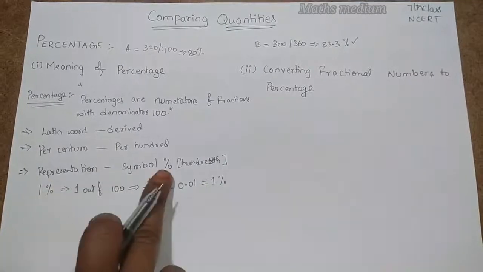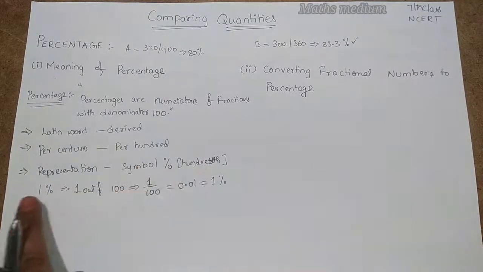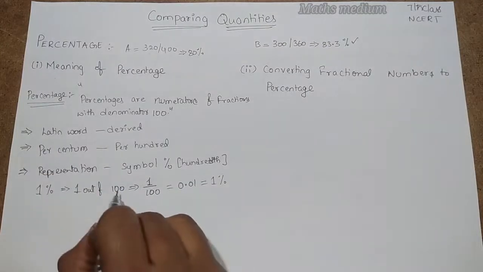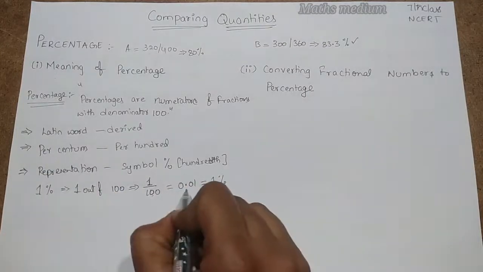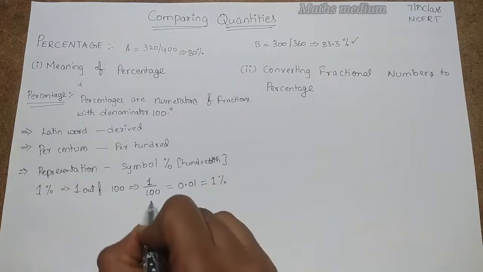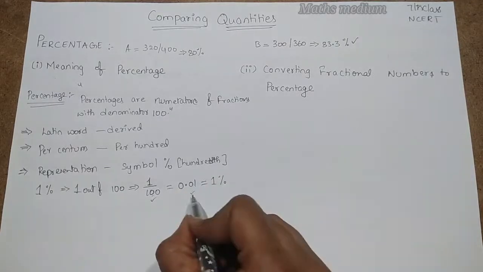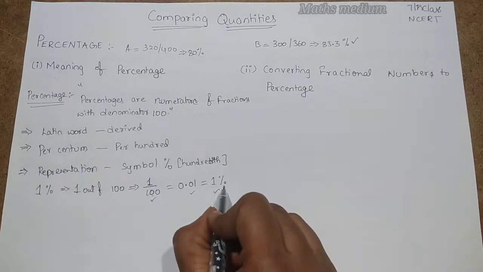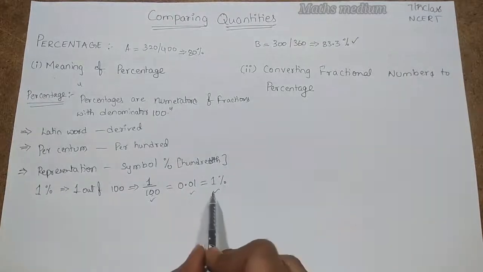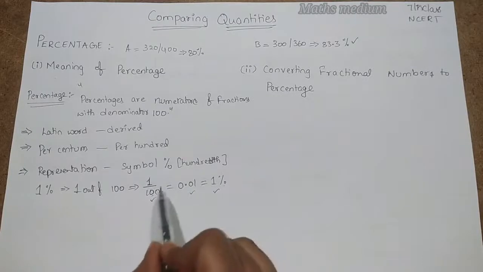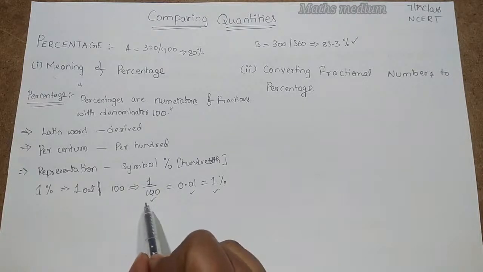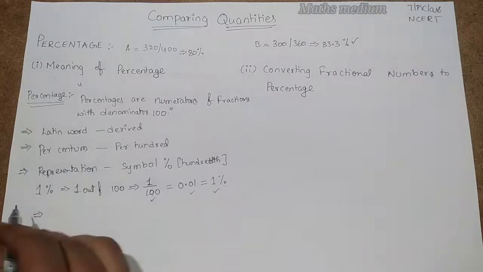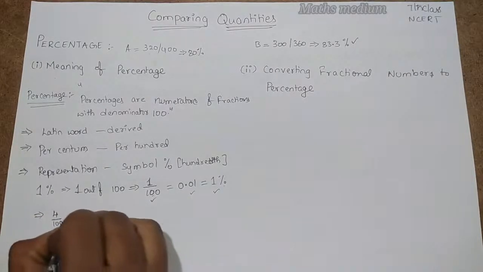See, representation in percents, hundredth also. So 1%, we can write it as 1 out of 100, so 1 by 100. In decimal it is 0.01. Here we got fractions, here we got decimals, and finally we got percentages, 1%. So we can write 1% as 0.01 and 1 by 100 also.